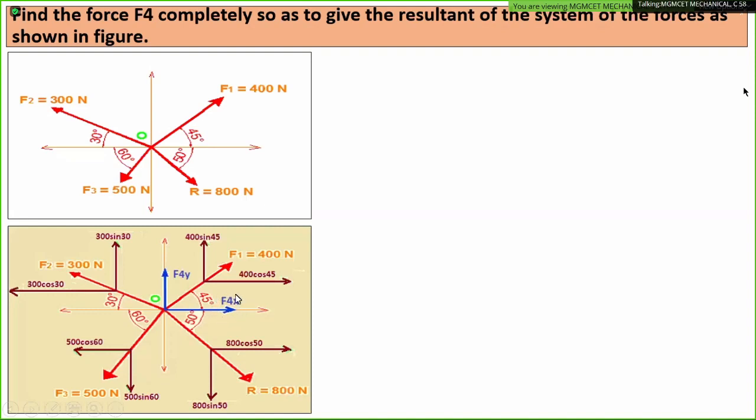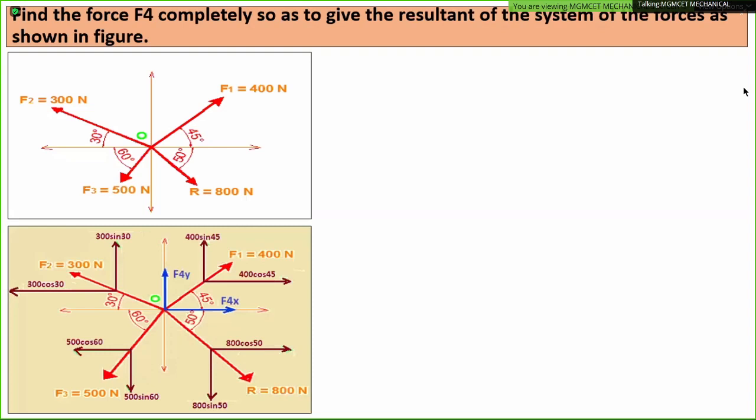Do we know F4x? No. 400 cos 45 minus 300 cos 30 minus 500 cos 60 plus F4x. In the summation of Fx, one unknown will be there, that is F4x. If I write the equation summation of Fy, there also one unknown will be there, that is F4y. So directly I will not get any answer from the summation of Fx and summation of Fy. So what do I need to do? I have to use the other information of the resultant. The x component of the resultant is nothing but summation of Fx. The y component of the resultant is nothing but summation of Fy.